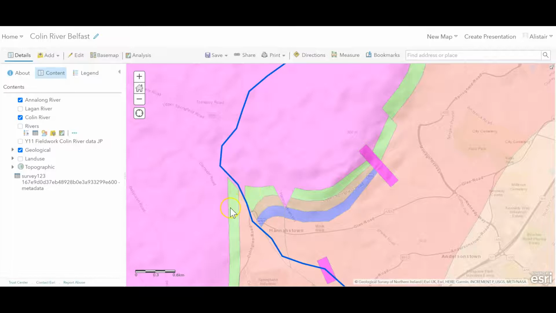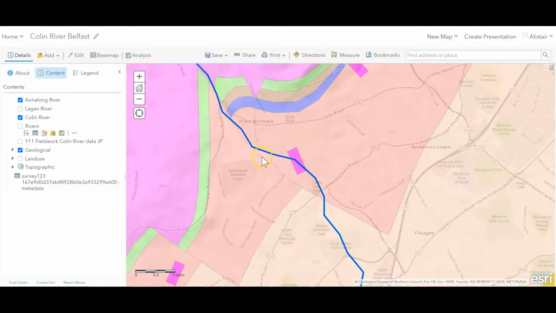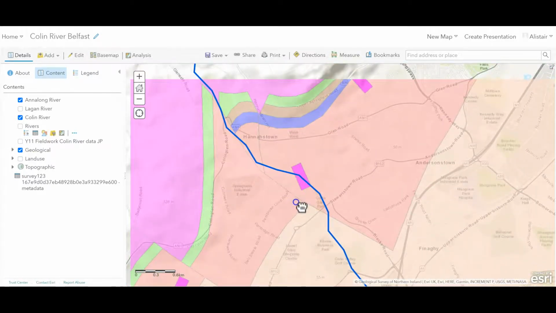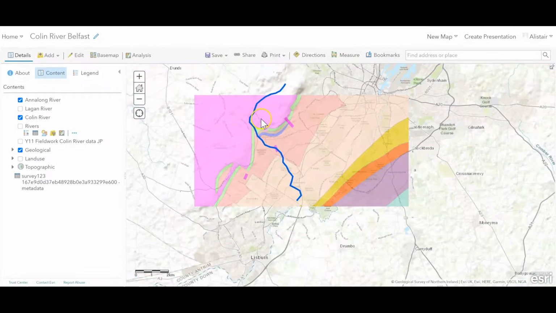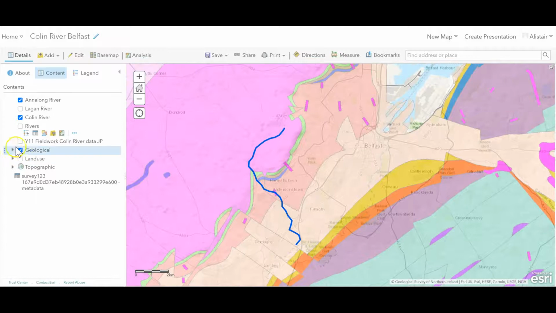Now that limestone was laid down probably around about 250 million years ago when Ireland was closer to the equator and underneath a tropical ocean, and the shells and skeletons were laid down to produce that limestone. Come down a little bit further again and you get into a section of the river with mudstone. So the geology changes quite considerably, even in that small stretch of the river that we looked at.